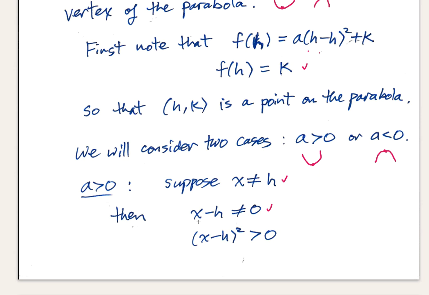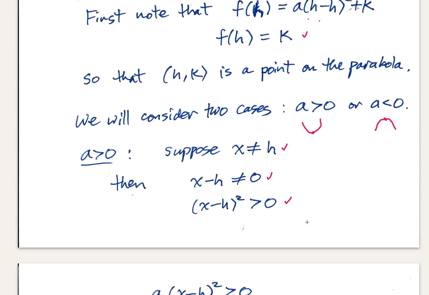Well, if x minus h is a non-zero number, what happens whenever you square a non-zero number? You're going to get a positive number, right? Because if x minus h is positive, its square is positive. But if x minus h is negative, its square is still positive also, right? So this would mean if x is not equal to h, then x minus h squared would be positive.